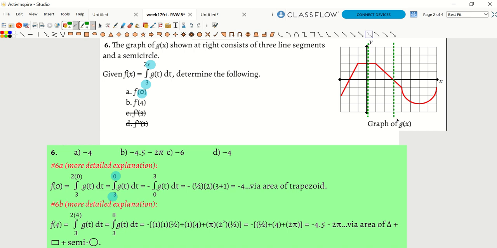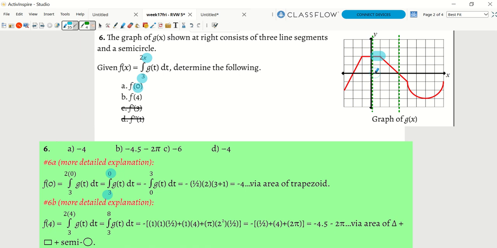is basically a trapezoid. So base 1 is 1, base 2 is 3, so 3 plus 1. Your height is 2. And then 1/2, and because we flipped the bounds, you get negative 4, okay?